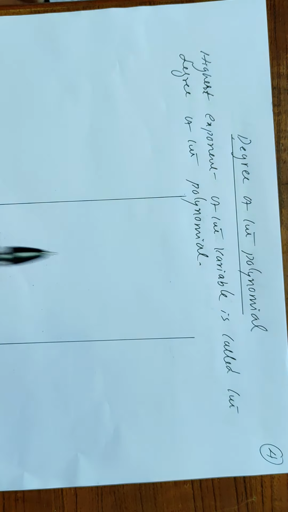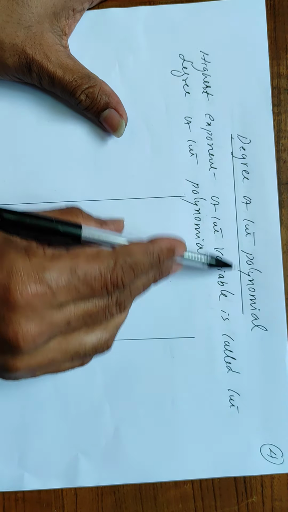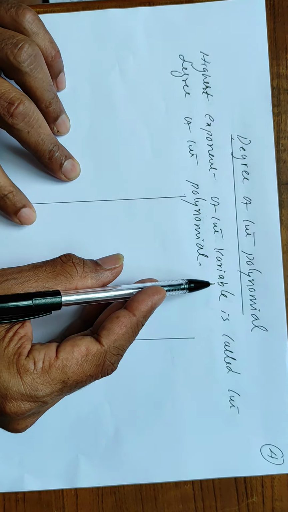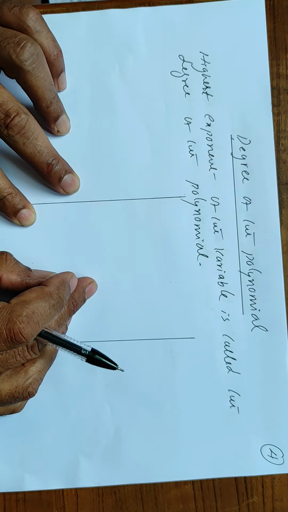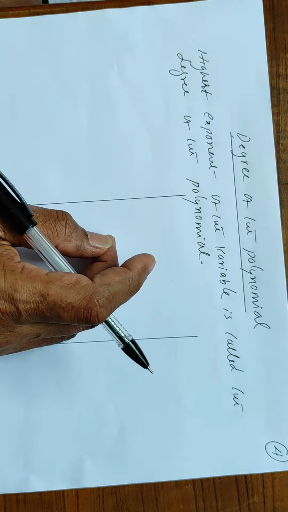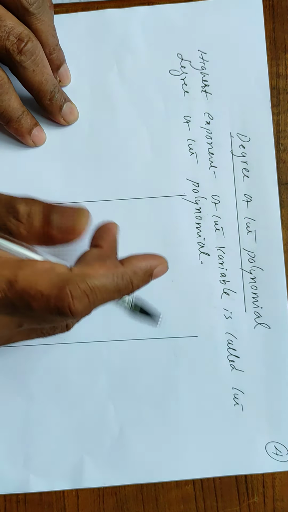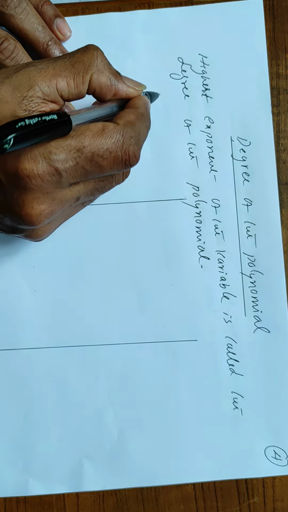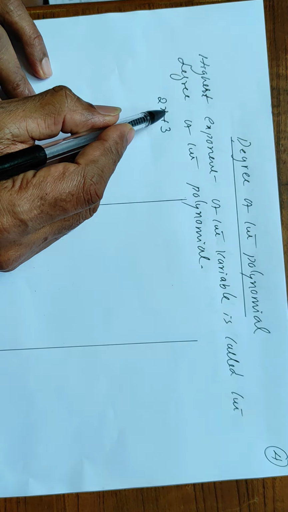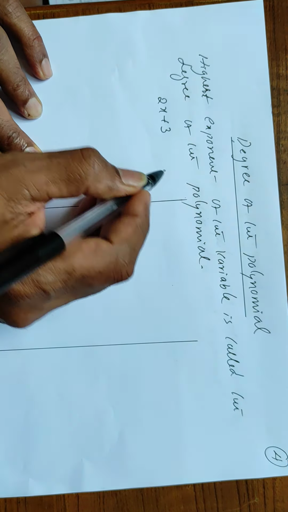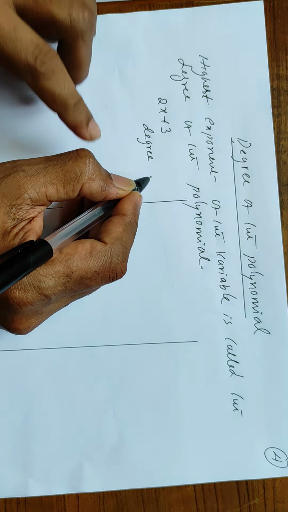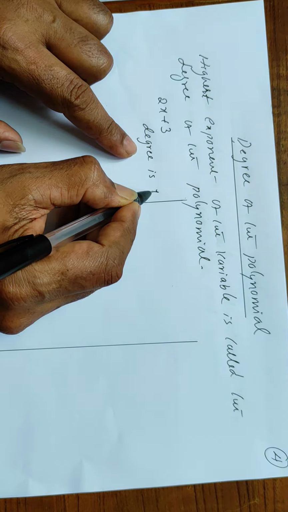Next is degree of the polynomial. Degree of the polynomial is very simple. Highest exponent of the variable in that expression you have to consider, and that itself is the degree of the polynomial. For example, I will write a polynomial 2x plus 3. Here, the highest exponent of the variable is 1. Therefore, the degree of the polynomial is 1.